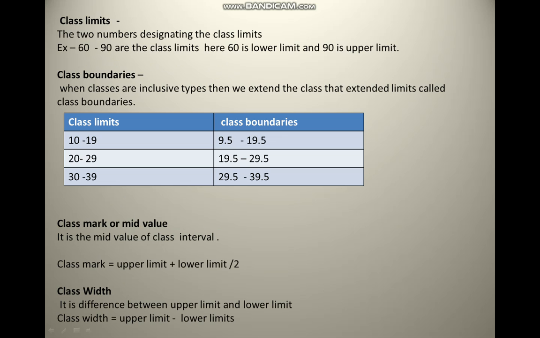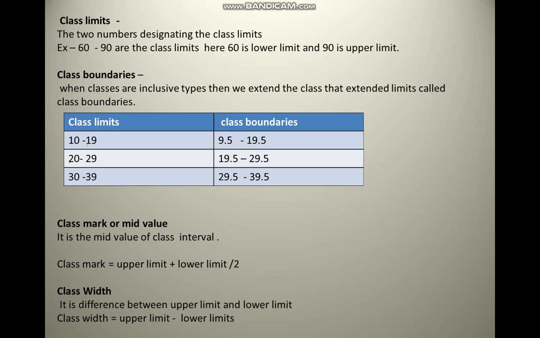Then class limits. Class limits means the two numbers designating the class, for example 60 to 90 are the class limits. Here 60 is the lower limit and 90 is the upper limit. And class boundaries. Class boundaries means classes whose upper limit and lower limit are not equal, meaning inclusive type. When classes are in inclusive type, then we find the class boundaries.